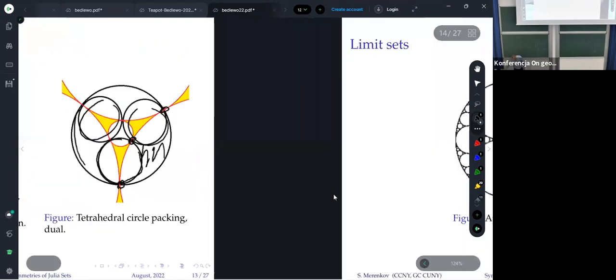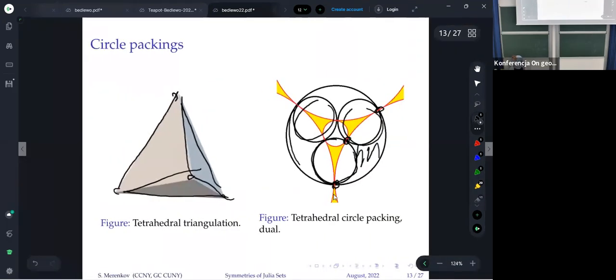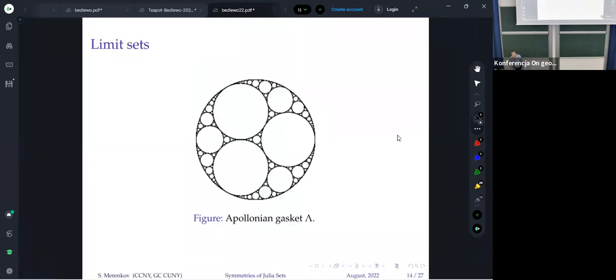So we look at this, and if you look at the group of reflections with respect to these red circles, it's not Kleinian, but it has an index 2 Kleinian subgroup. Kleinian would have to be orientation preserving. These are reflections, so they're not, but it's almost Kleinian. And the limit set is what you would expect, the Apollonian gasket in this particular triangulation. But if you look at some other triangulations, you will still have a gasket-like structure.